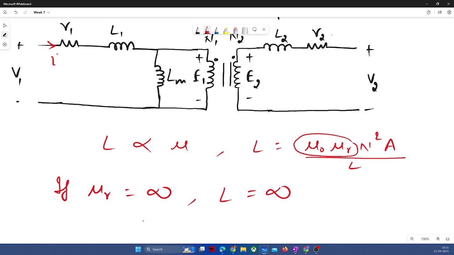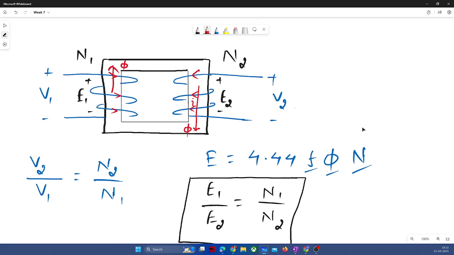Sir, that inductance is only this LM, not this L1? No, L1 is a leakage inductance. In a transformer, there will be certain leakages that will happen. If you apply a certain supply to the primary winding, flux will flow, but it is not guaranteed that all your flux will travel through the core only. Some flux will leak through the air also, right? Sir, does that mean the leakage inductance is proportional to the permeability of the air? Yes, you can say.